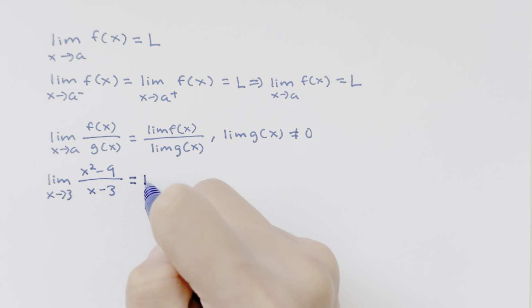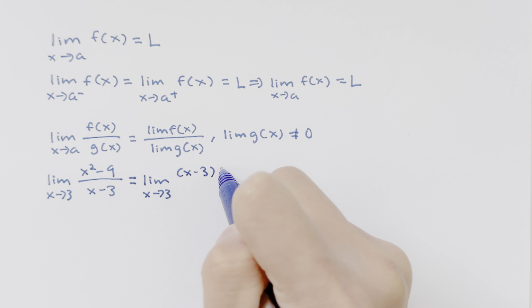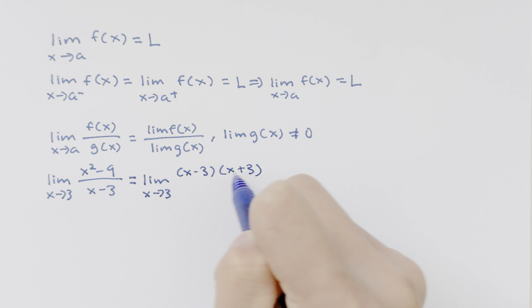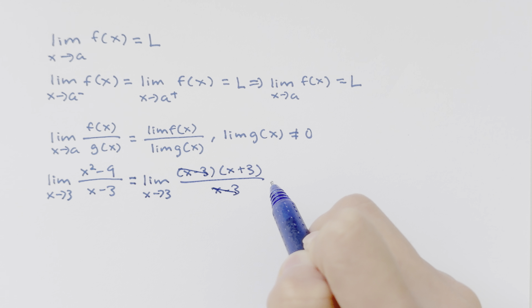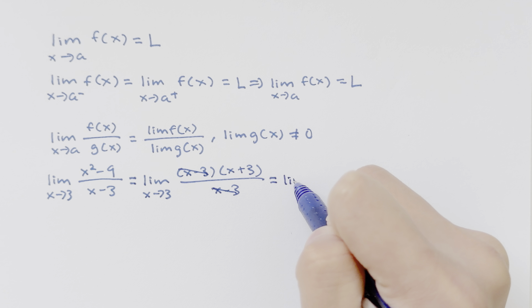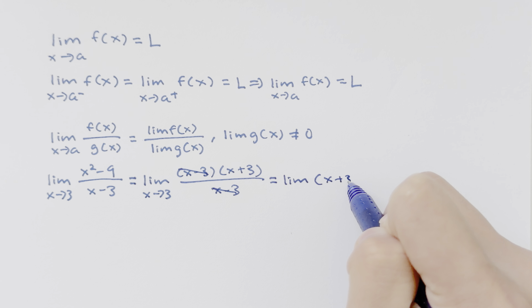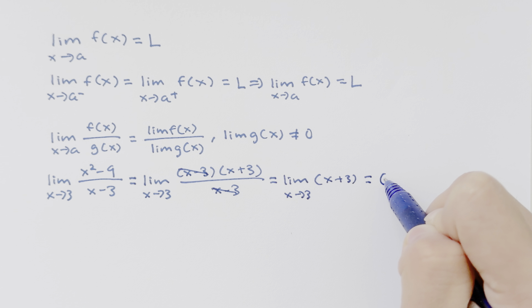So in this case, you can factor it actually. The limit as x approaches 3 of x minus 3 times x plus 3, by the difference of squares, divided by x minus 3. Here you can cancel out the x minus 3, so it'll just leave you with the limit of x plus 3 as x approaches 3. This is equal to 6. So we cancel and plug in every time.